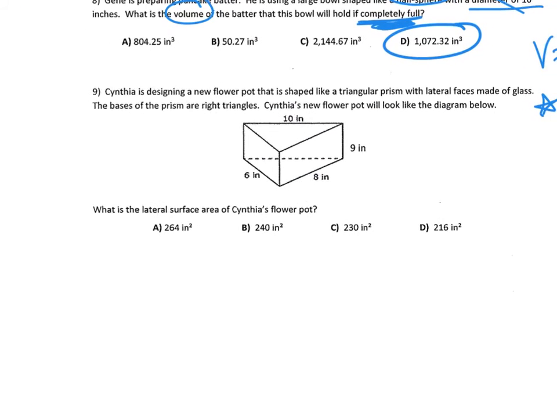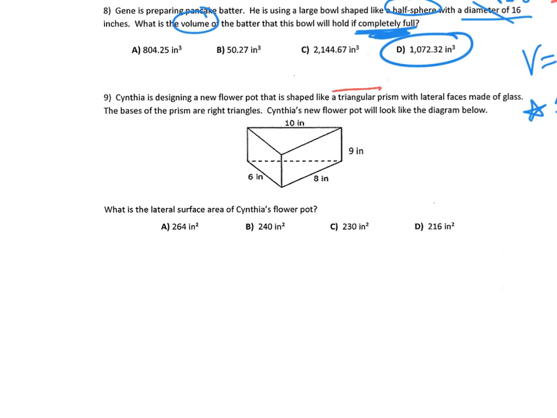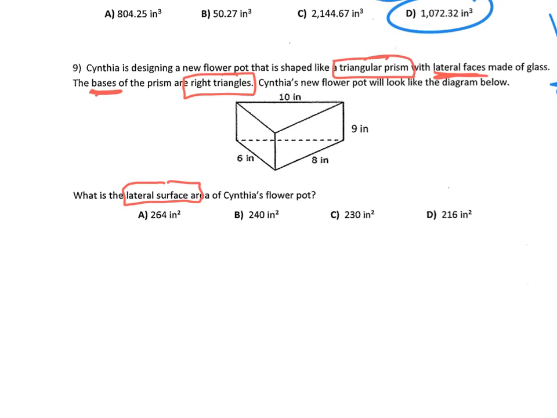Number 9, Cynthia is designing a new flower pot that is shaped like a triangular prism with lateral faces made of glass. The bases of the prism are right triangles. Cynthia's new flower pot will look like the diagram below. What's the lateral surface area of Cynthia's flower pot? The formula for lateral is capital P, perimeter of the base, times the height of the whole prism.